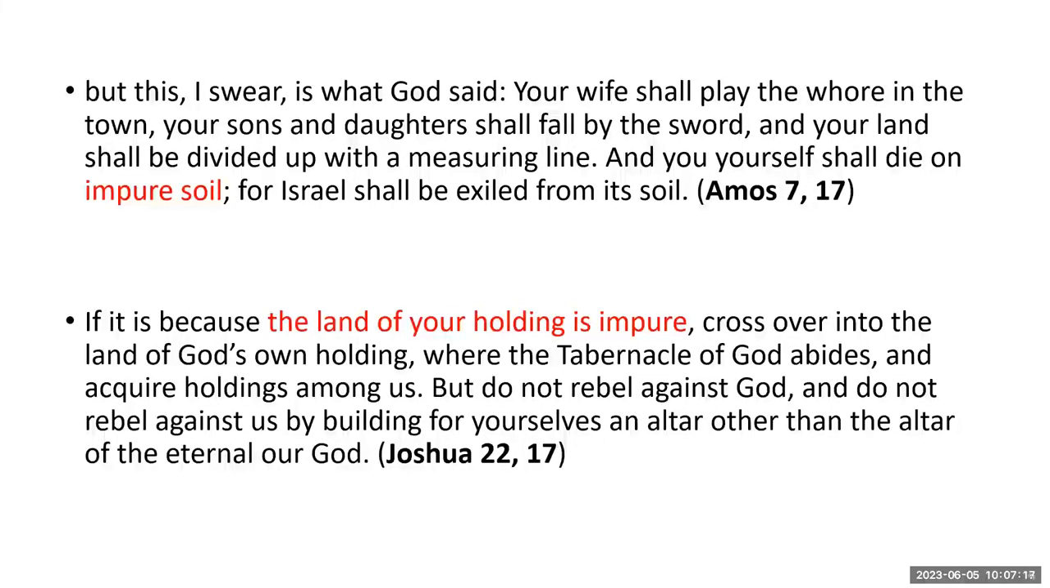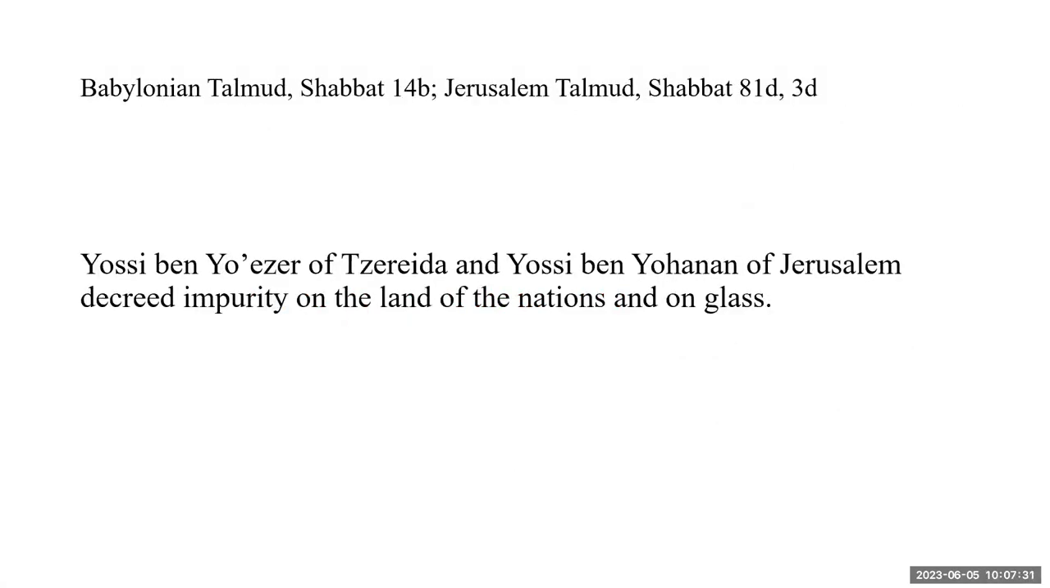According to the Babylonian Talmud, there is a passage, a quote, and an Amoraic statement from the Jerusalem Talmud, that the decree of the impurity of the land of the nations is attributed to the first pair of scholars in the period of the Zugot, or pairs, which extended from the 2nd century BCE to the 1st century CE. The Talmud states, "Yosef ben Yoezer of Tzreda and Yosef ben Yochanan of Jerusalem decreed impurity of the land of the nations and on glass."